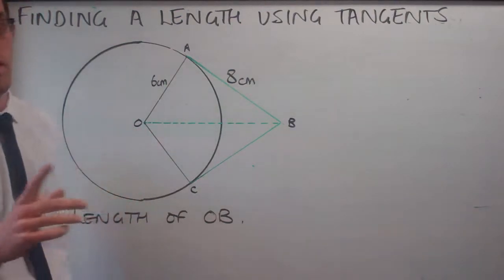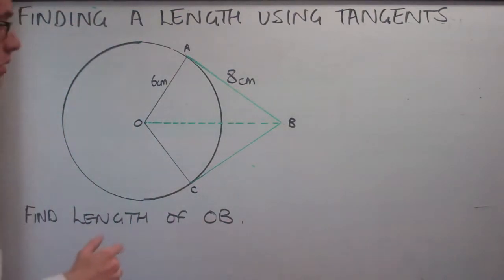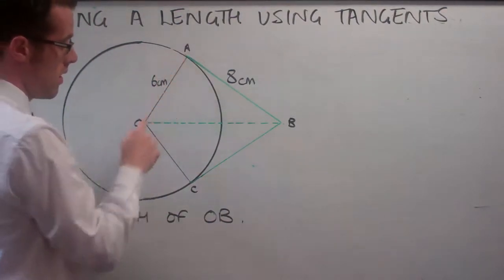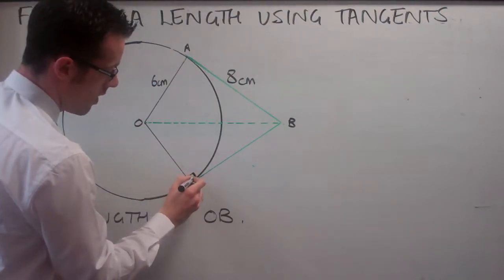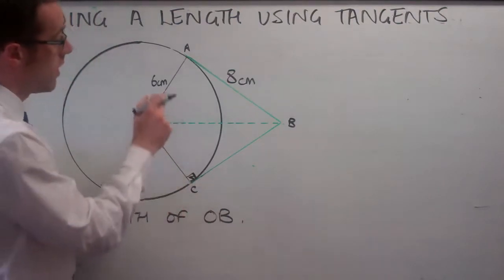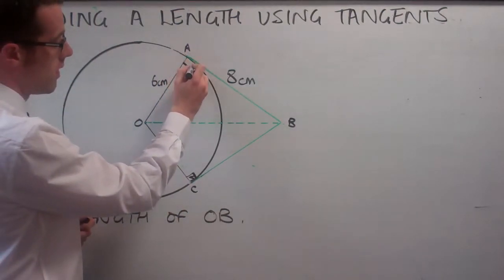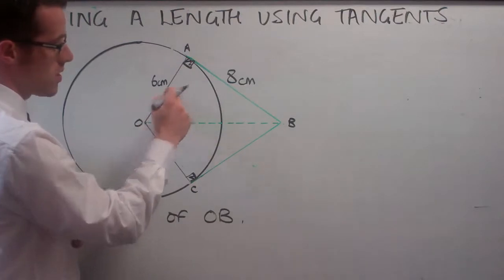So the first thing we have to establish is where is the right angle, right? So this is a radius. This is also a radius, so that means that we're going to have a right angle here, where it intersects with the tangent, and we're going to have a right angle here, where the radius and the tangent meet.